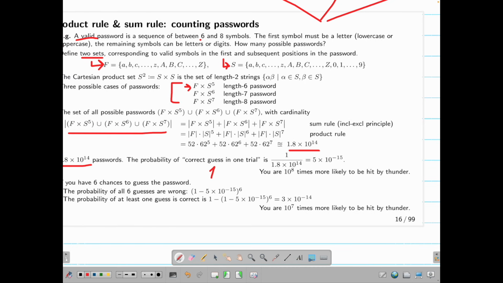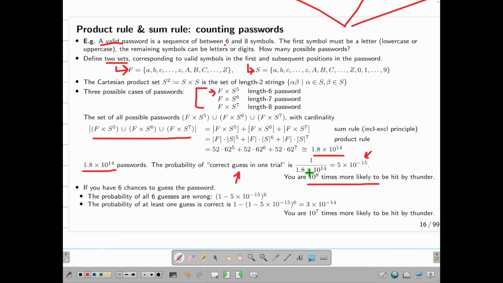So that means you guess it correctly one time is this probability. And you are this many times more likely to go to the street and be hit by a thunder. That means what? That means length 6 passwords is enough. People say, oh, you need a password with 32 letters. No. If you really need that, that means you will be struck by thunder many times.